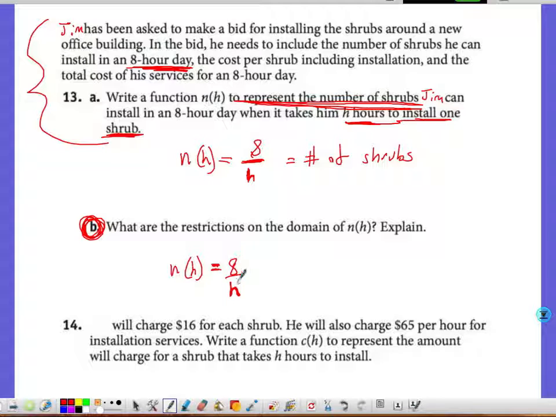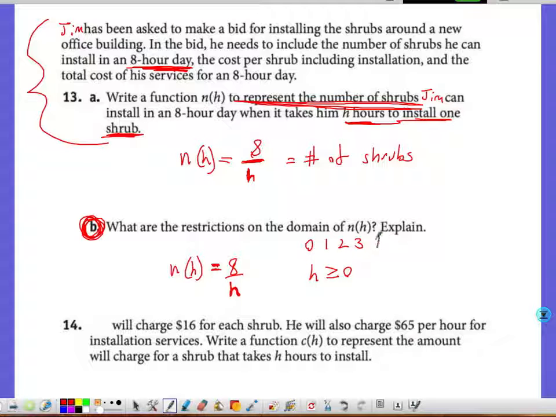Since h represents the number of hours, what numbers are we talking about? Well, we can talk about 0 hours, 1 hour, 2 hours, 3 hours. Can we talk about negative hours? Nope, that doesn't make sense. So we need to put the restriction that h has to be greater than or equal to 0, because we're talking about hours. Now here's another thing.